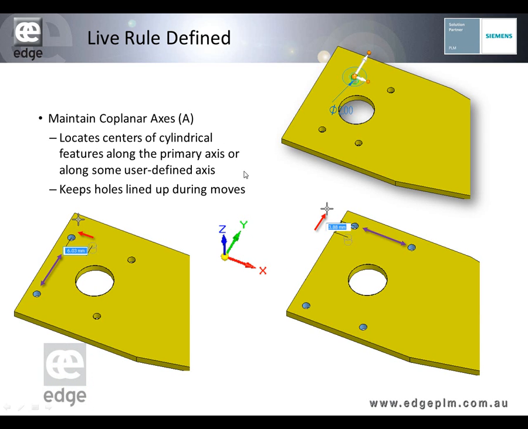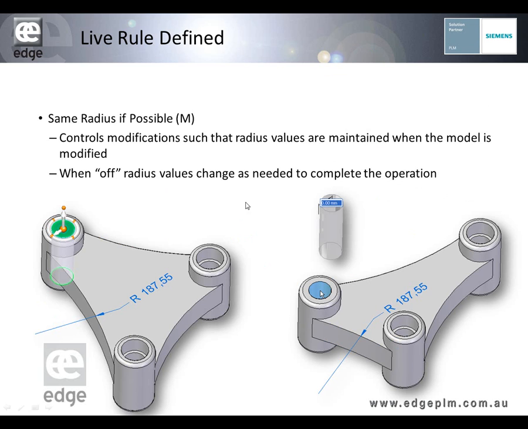Coplanar axes. Here's an example with some circles. These happen to be coplanar. If I pick one and move it, its opposite number will remain coplanar to it and move with it. So we see this effect here. Keeps holes lined up during moves. Same radius if possible. So we've got a radial dimension in here. It is not locked. It can be updated when we change something, and we move this portion of the geometry inwards. It's just maintaining that radius. When off, the radius will be changed to compensate.